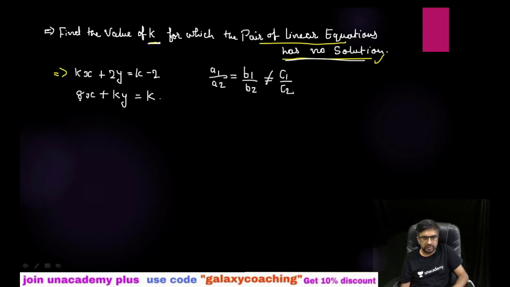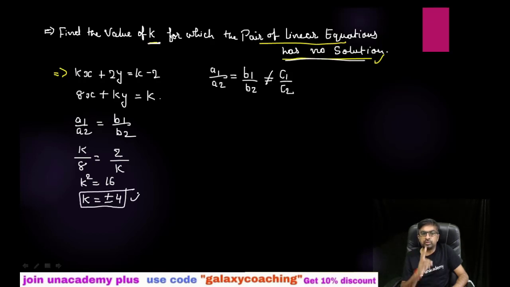a1 by a2 equals to b1 by b2. So let us keep the values. First of all, a1 by a2 equals to b1 by b2. So keep the value of a1, that is k here, a2 that is 8, then you can say b1 is 2, b2 is k. So directly k square equals to 16. This k will go here, k into k is k square, 8 2s are 16. So your value of k can be plus or minus 4.